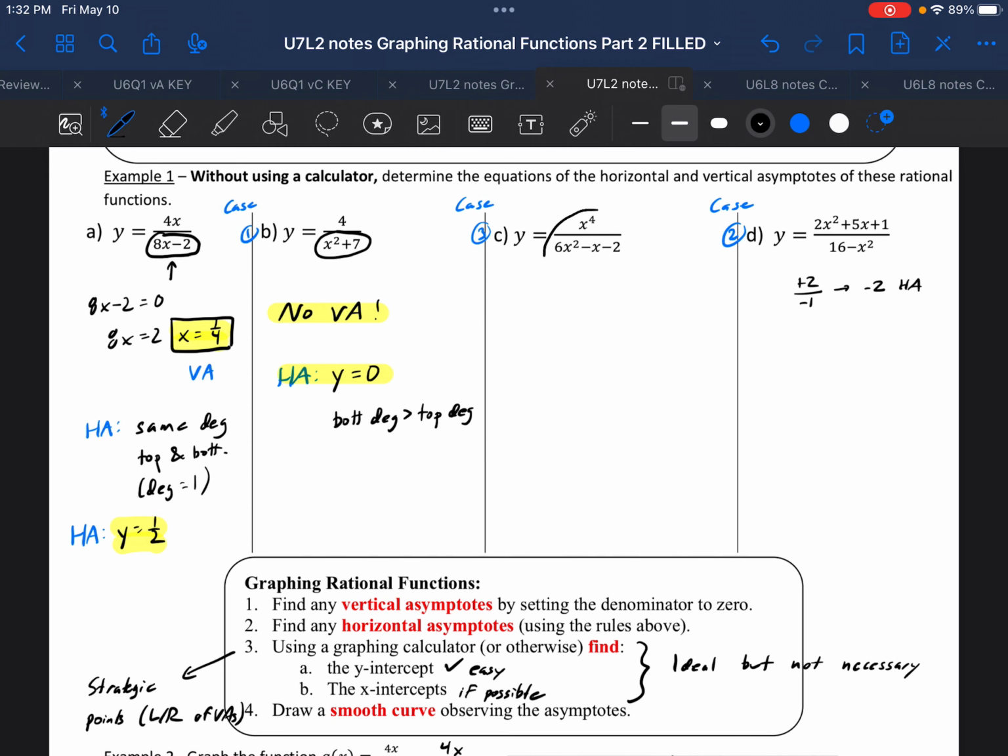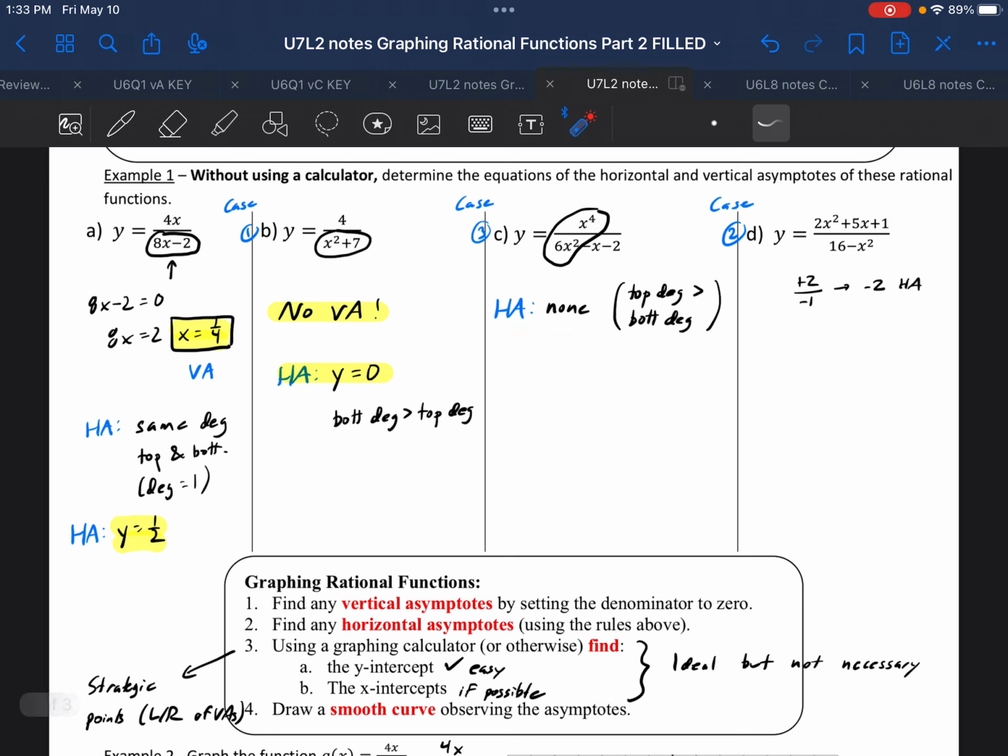If I look at letter C, well, here are my highest degree terms. In this case, the top is bigger. So for my horizontal asymptote, there isn't one. None. Okay? This is because the top degree is greater than the bottom degree. Okay, I know there's a lot of cases, but again, what that really means, if the top is higher degree than the bottom and x is getting really big, well, this fraction just isn't bounded, right? The numerator is getting bigger than the denominator, so there's no horizontal asymptote, right?